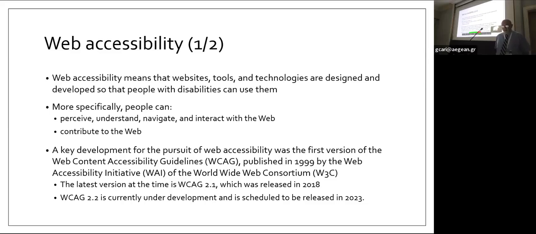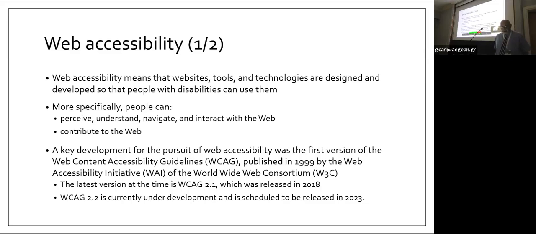A key development for the pursuit of web accessibility was the first version of the Web Content Accessibility Guidelines, published for the first time in 1999 by W3C WAI. So the goal was raising awareness of web accessibility, otherwise it would not be achieved. But these guidelines have become the basis for legislation in numerous countries around the world, and now constitute de facto standards.